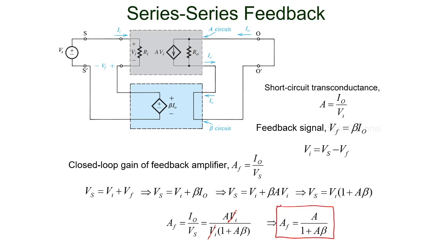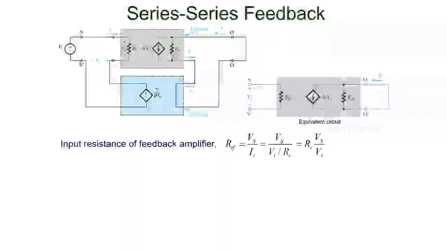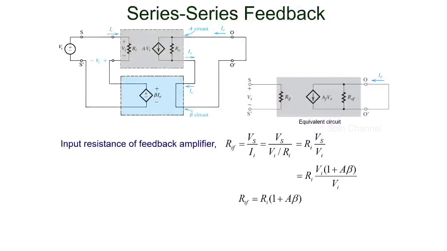The input resistance with feedback RIF is given by the source voltage by the input current. On substituting the values of Vs, we end up with an expression RIF equal to Ri into (1 plus A into beta). We have discussed this in the previous topology also. Because of the series mixing, the input resistance with feedback RIF will be larger than the input resistance of the basic amplifier by a factor equal to the amount of feedback, that is 1 plus A into beta.